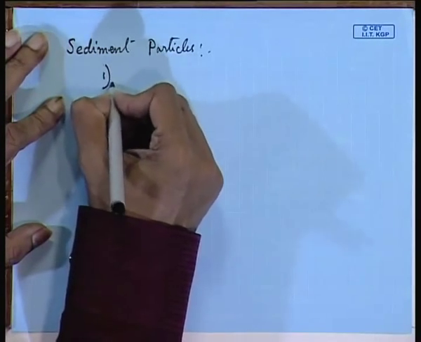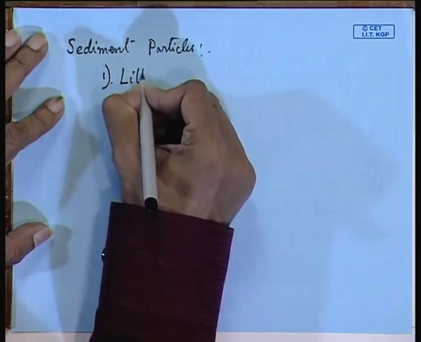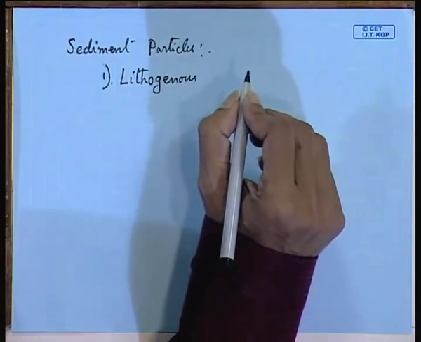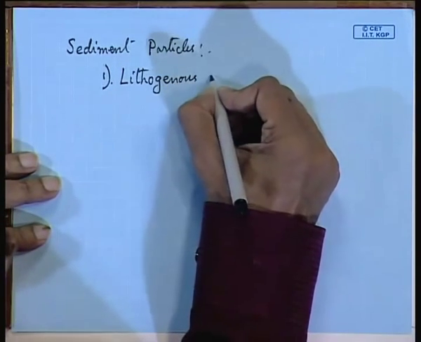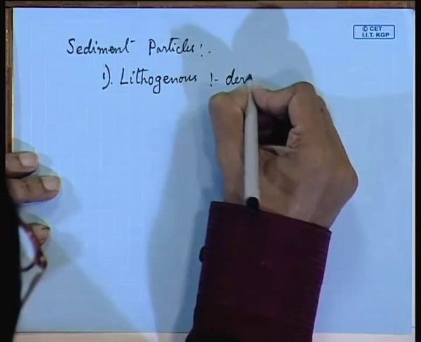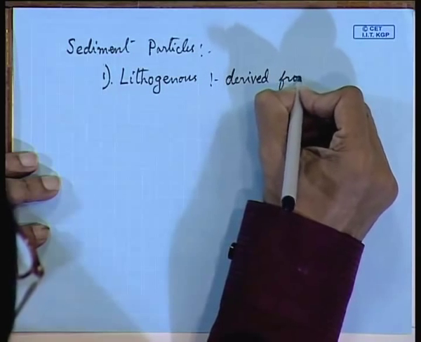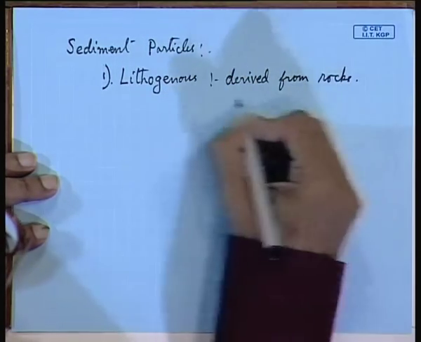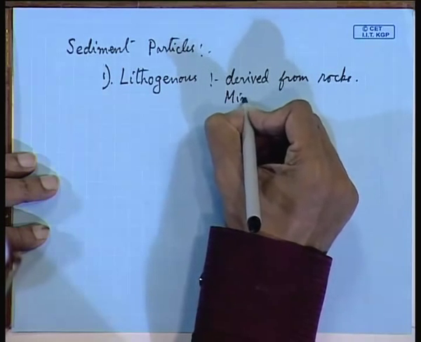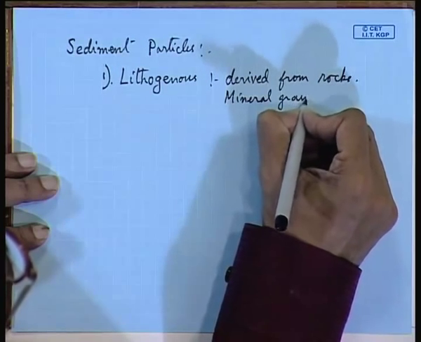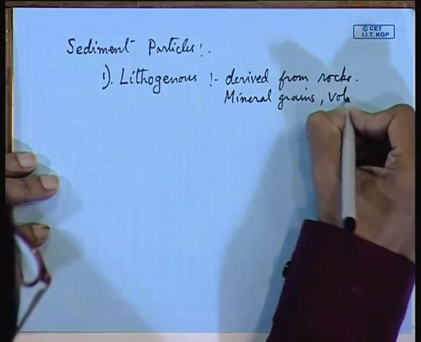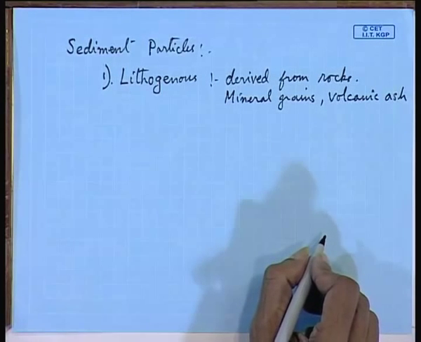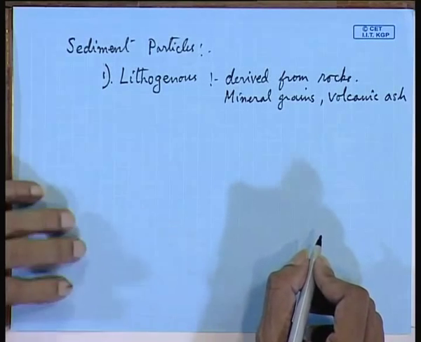The two broad categories are lithogenous. Lithogenous means derived from rocks. Now, from where do these rocks come? That is mineral grains, volcanic ash. So, the primary particle of seafloor sediment is lithogenous.